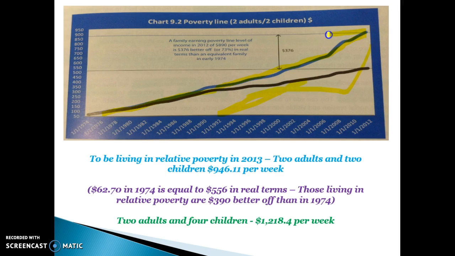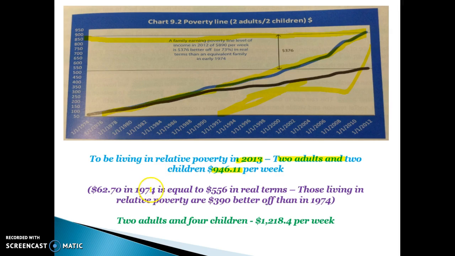For a household with 2 adults and 2 kids, that's what we're talking about here, if you're earning less than around $900 for the whole family, you would be under the poverty line. In 2013, for a household with 2 adults and 2 children, if it's less than $946, they're in relative poverty. Now, that's not absolute poverty. It doesn't mean that they can't afford basic food and education and clothing, it means they're in relative poverty compared to the average wage.